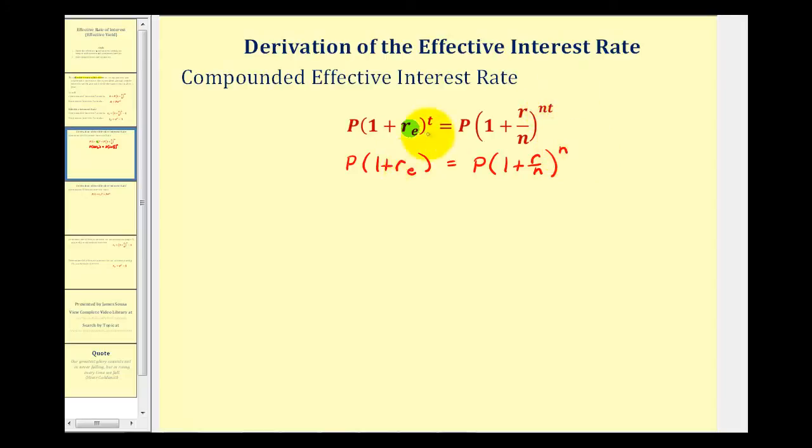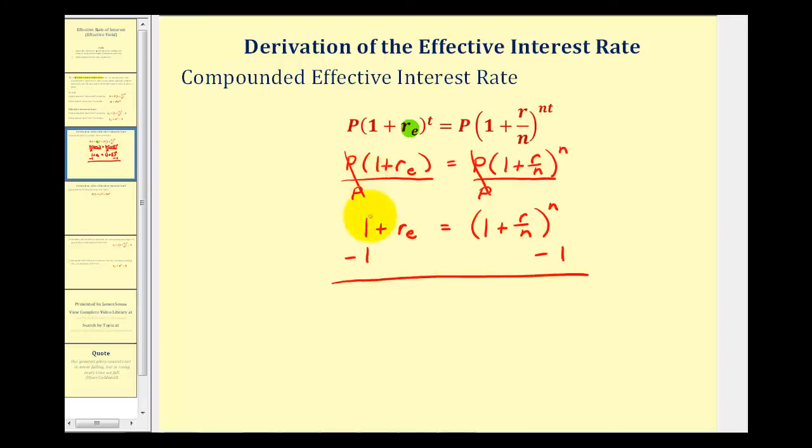And now to solve for r sub e, we could divide both sides by p. This simplifies to 1, and so does this. So now we have 1 plus r sub e equals 1 plus r over n raised to the power of n. And now we just subtract 1 from both sides of the equation, and we have our formula for effective interest rate for a compounded interest. r sub e is equal to the quantity 1 plus r divided by n raised to the power of n minus 1. This is the same formula that we saw on the previous screen.